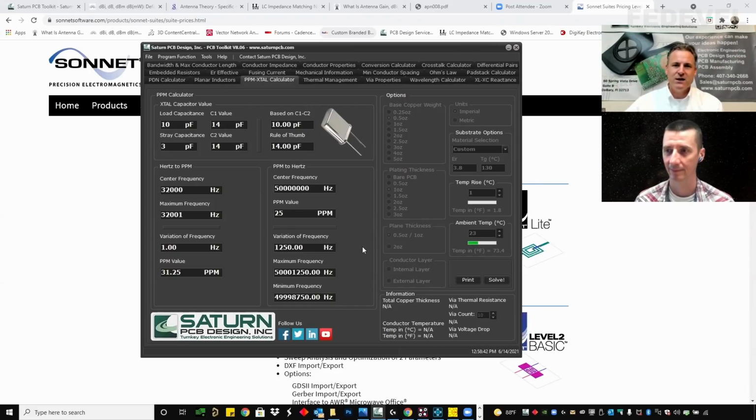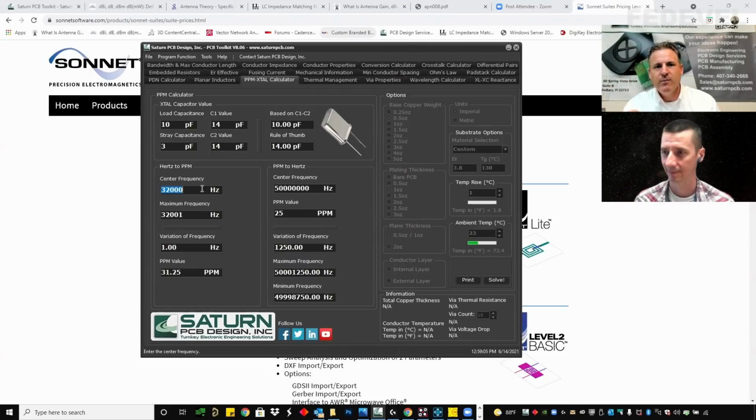So that gave me the idea: what if you put in your ppm value on your crystal, what does that really mean in plus and minus frequency? Now, the tab above that is actually pretty cool. I had just put that in version 8.